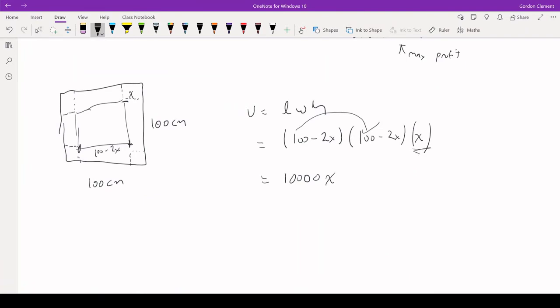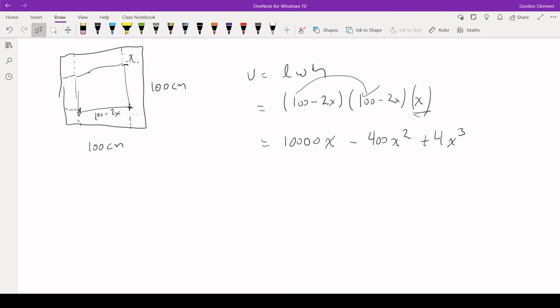So I get that times x, so minus 200 minus another 200x. So I believe that's going to be minus 400x, and when I multiply by the other x, I'm going to get an x squared. And then my last term, negative 2 times negative 2 is positive 4, and x cubed when I multiply all those x's together. So there is our volume function.